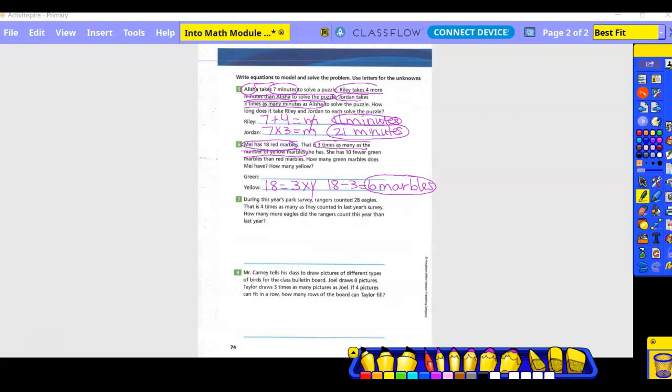Okay, then it says she has 10 fewer green marbles than red marbles. So 10 fewer green marbles than red marbles. So what am I going to do this time? 18 minus 10 equals the number of green marbles. So what is 18 minus 10? 8. So 8 marbles.